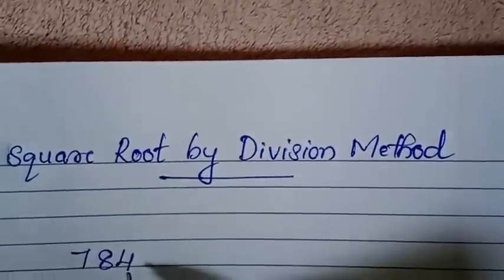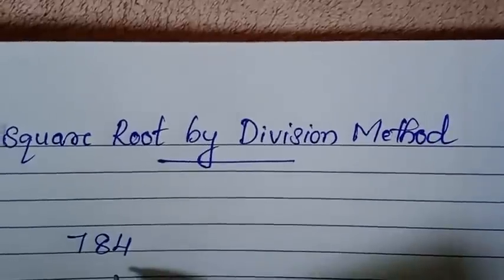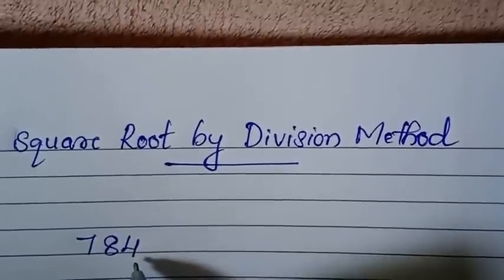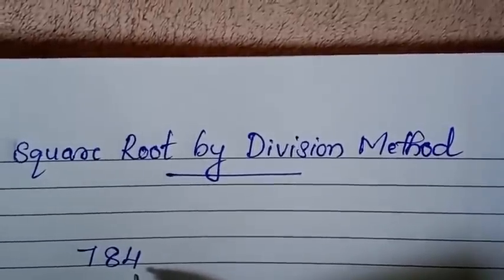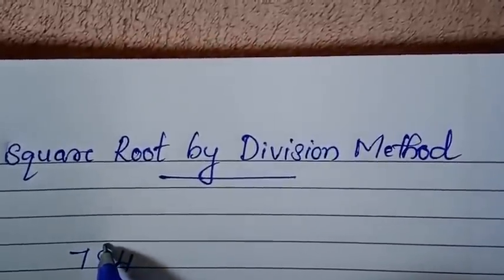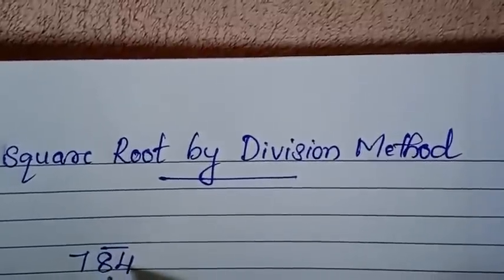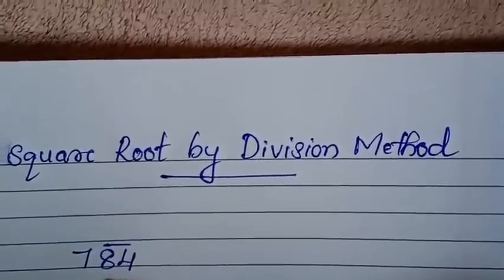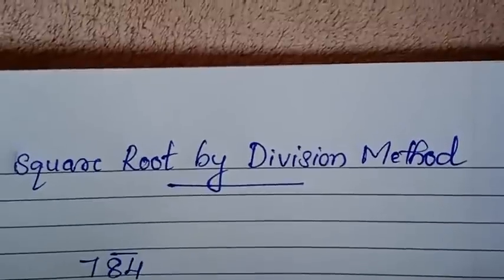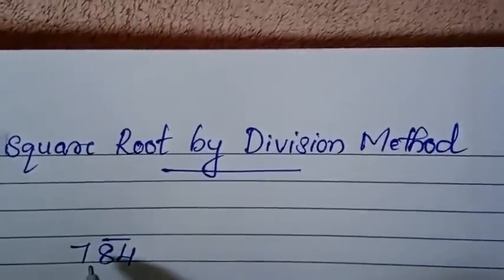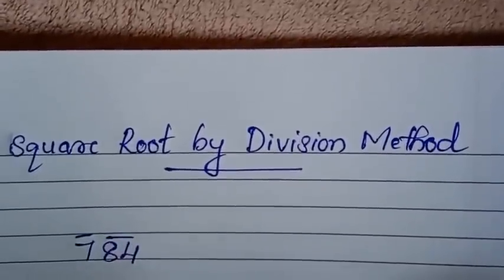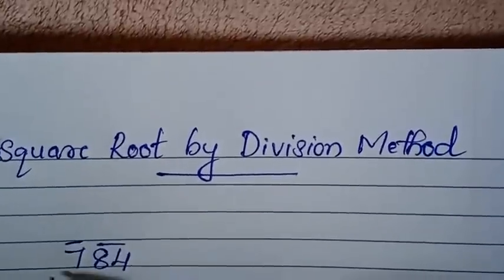784. This is the number. First, starting from the right, from the ones digit, make the pairs and put a bar on each pair. This is a pair, understood? This is not a pair, is it? If the number of digits is odd, then put a bar on the leftmost single digit also. Thus we have 7 over here, and we should put a bar on 7. Understood? Next, we will do the division method.